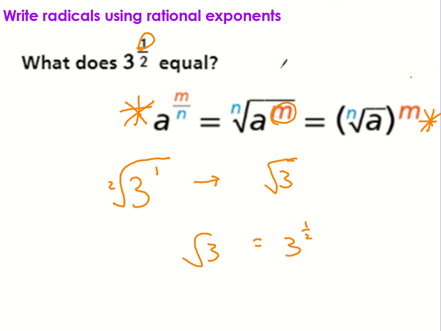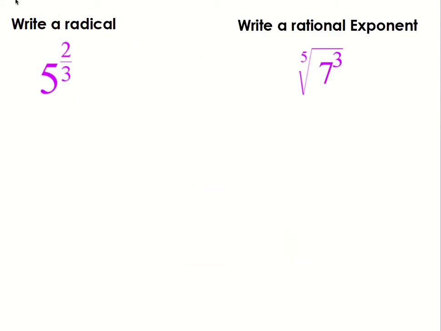Now the reason why we would do this and rewrite these in different ways is to help us solve equations. Sometimes writing a radical might help us solve an equation, but sometimes going from a radical to an exponent would be very beneficial for solving an equation. So using that same formula, we want to write a radical using a rational exponent, and we also want to write a rational exponent from a radical.